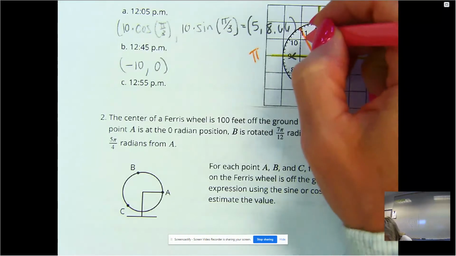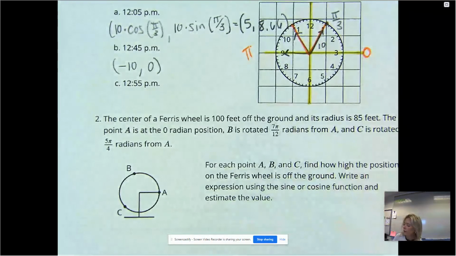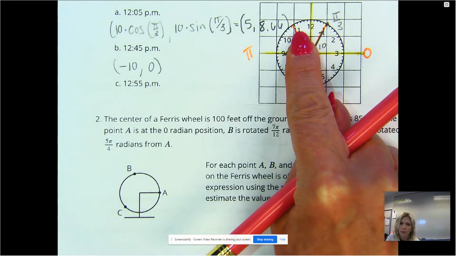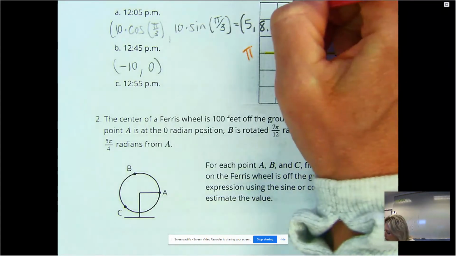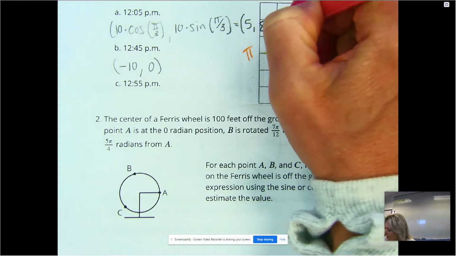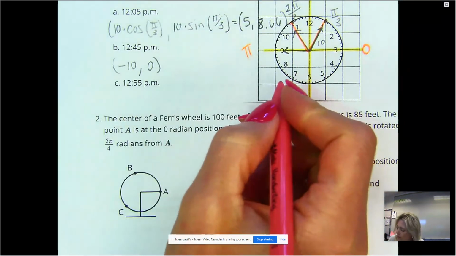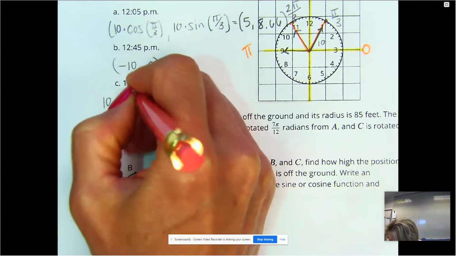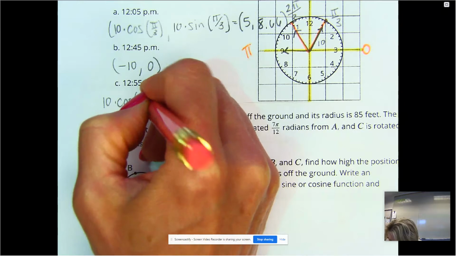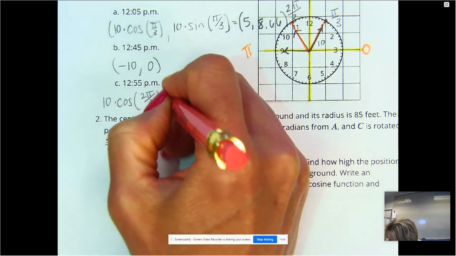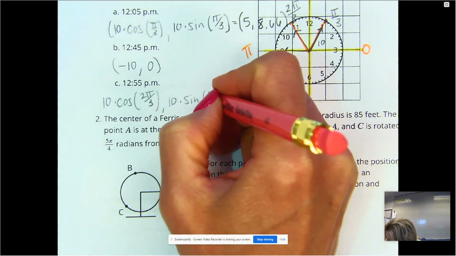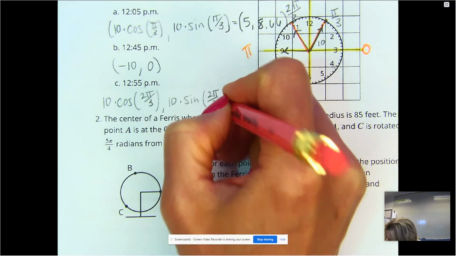And then 12:55. 12:55 is when the arrow points at the 11, which I've already highlighted there. If this is pi over 3, this is 2 pi over 3, or 2/3 of pi. So the exact coordinates would be 10 times the cosine of 2 pi over 3, 10 times the sine of 2 pi over 3.